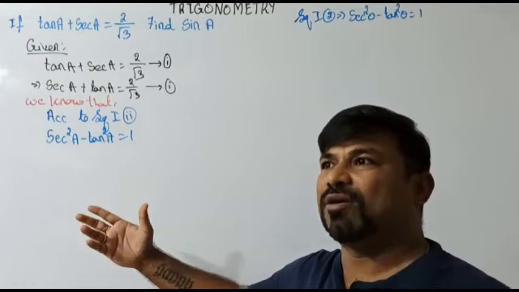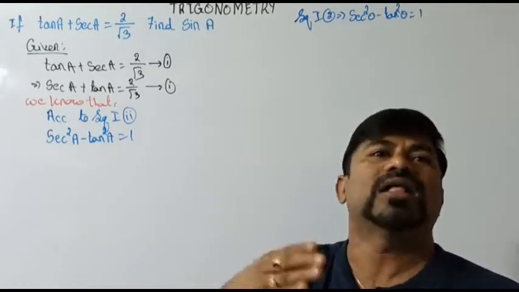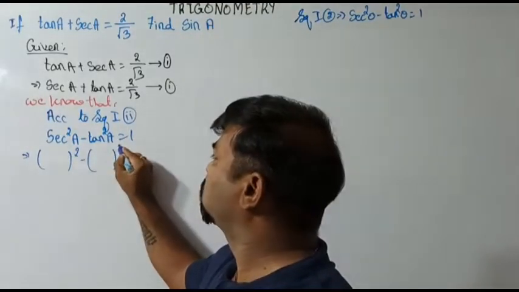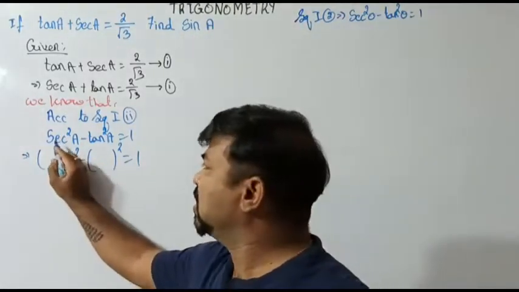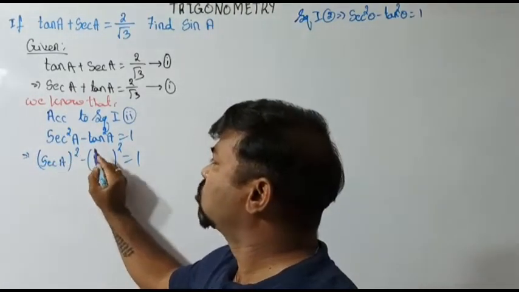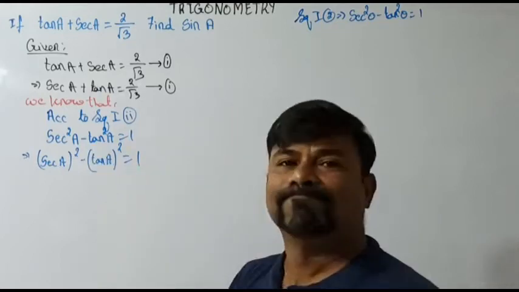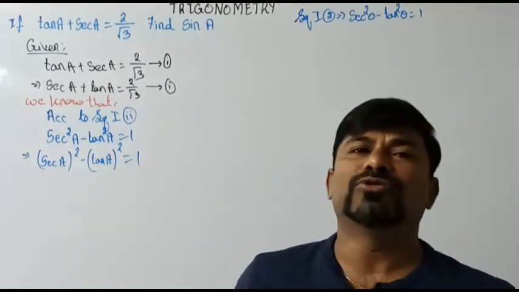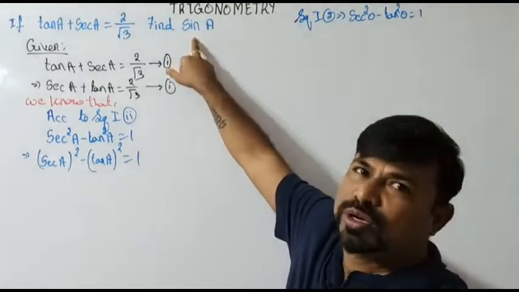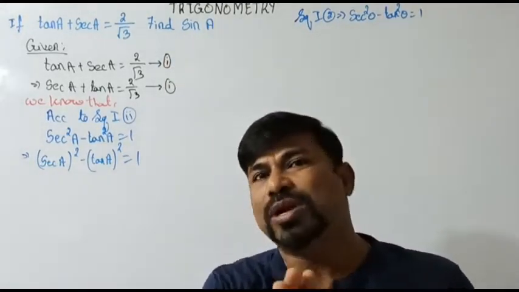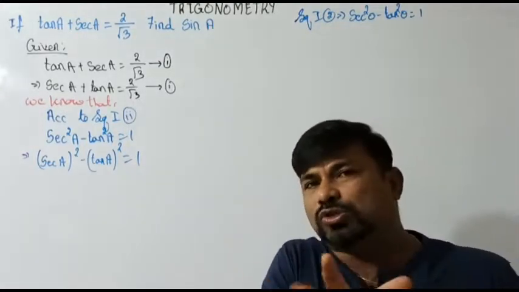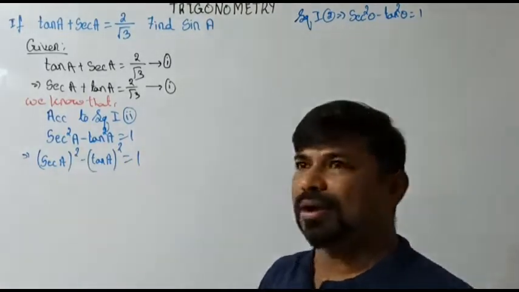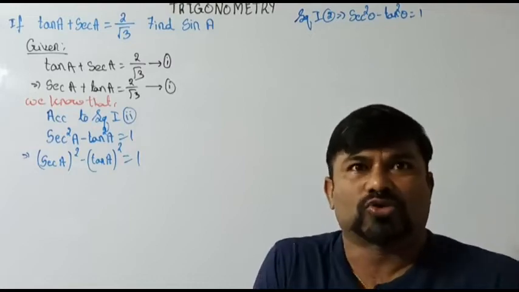Now, as this is in the form of a square identity, I like to convert it in terms of algebra. So I am making this as whole square minus whole square is equal to 1. I have taken this as secant A whole square and this as tan A whole square. Why did I do that? Because I like to use an algebraic formula. In the answer, whatever he is asking, we have only sine A. We don't have something like sine square A. We don't want squares here. We want to eliminate that. So how can you eliminate a square into a non-square?